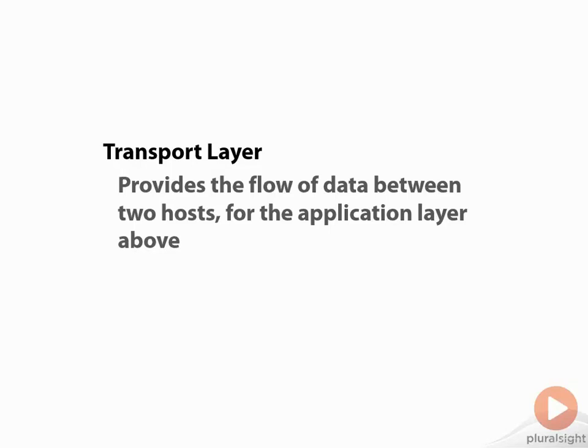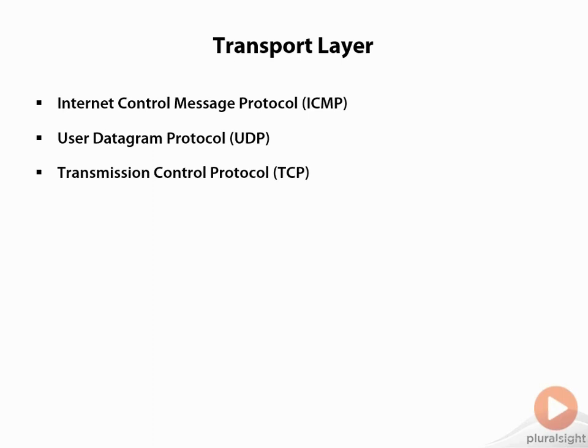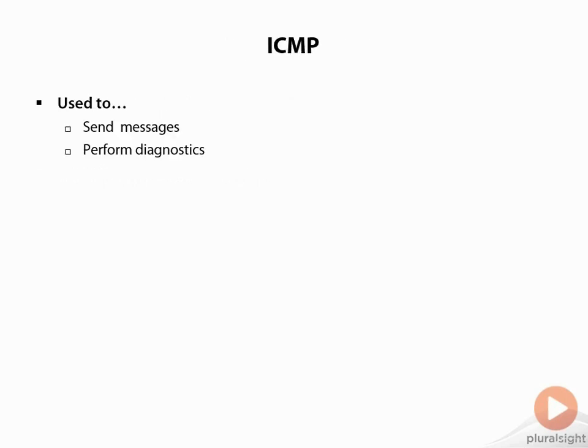The transport layer provides the flow of data between two applications on two hosts across a network. There are three transport layer protocols which are of importance to NMAP. The Internet Control Message Protocol, or ICMP, the User Datagram Protocol, or UDP, and the Transmission Control Protocol, or TCP. We'll discuss each of these in turn.